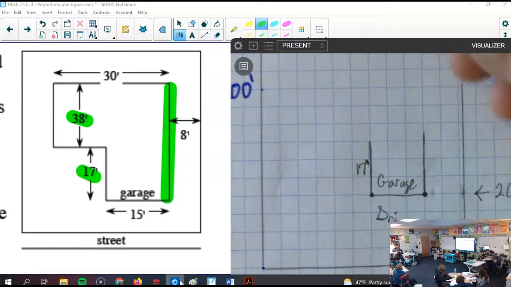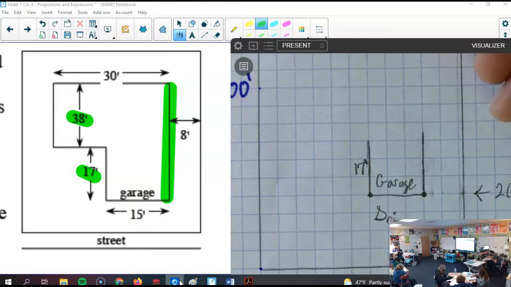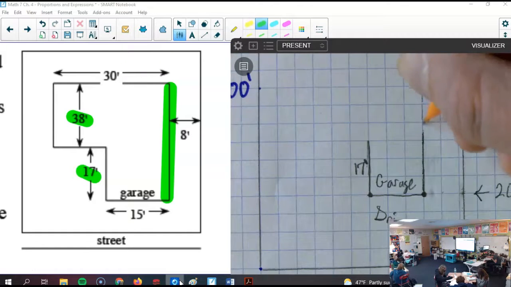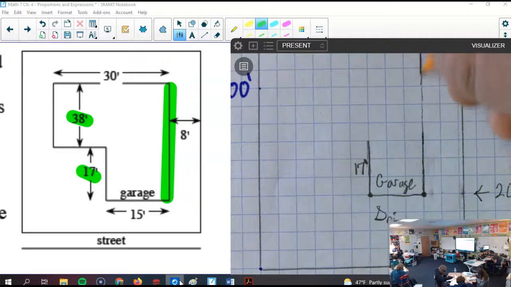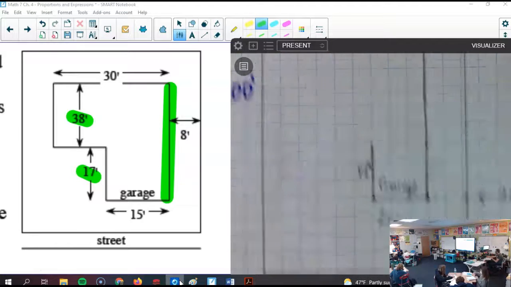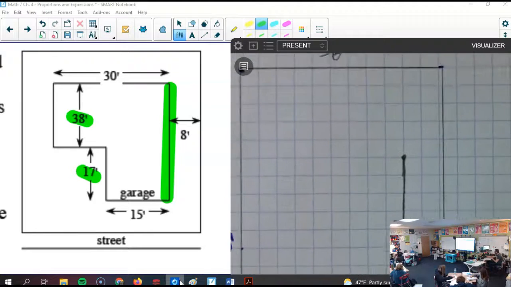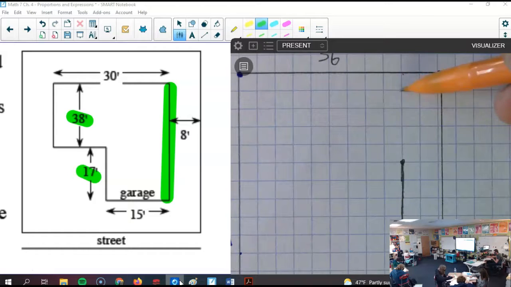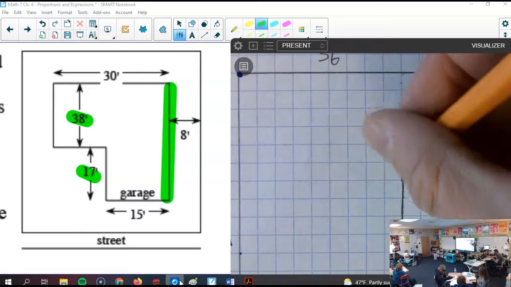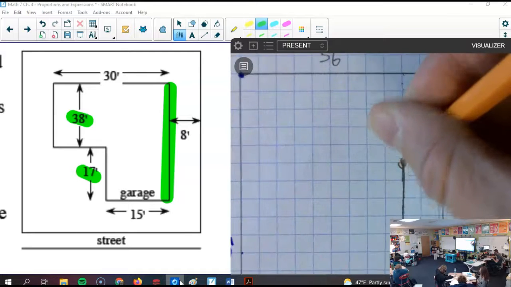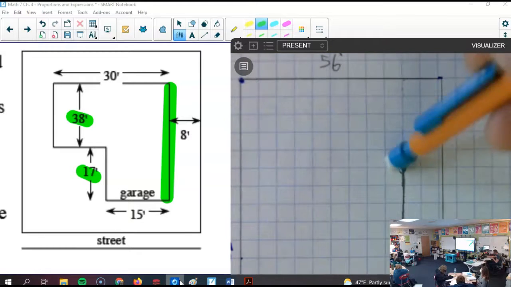Make sure you count boxes, right? The in-between. We're not counting dots. We're counting boxes. So 1, 2. To make sure you're right, if you count the amount of boxes between the back of the house and the back of the property, how many boxes are here? 5. There should be 5 boxes between our back corner of the house and the back of the property.